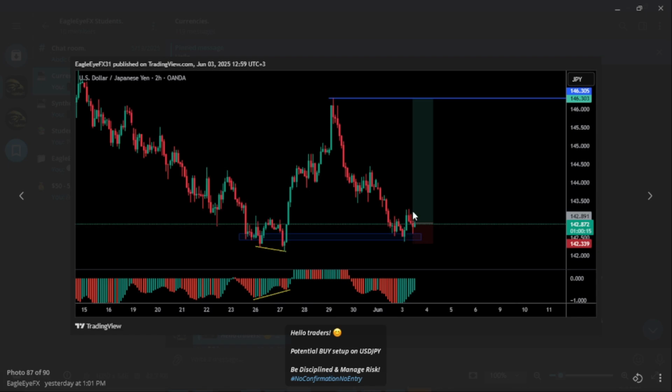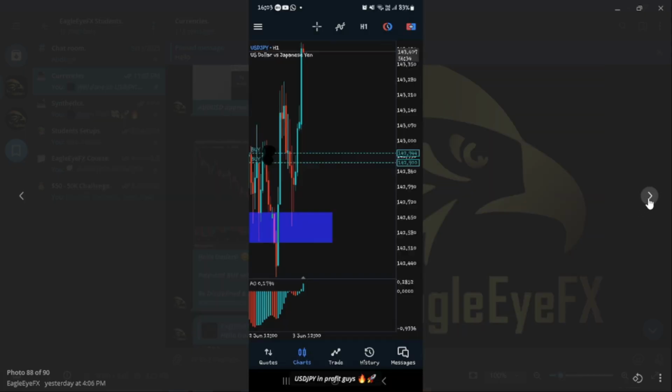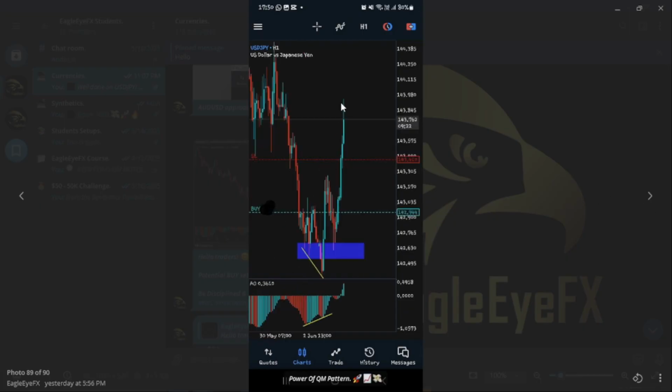Once it came here, we were looking for our entry. One of the most beautiful things about this trade is that once it came to this level over here, it actually gave us another QM pattern, and I'm going to show you that shortly. Now you can see how I entered my trades over there. I was in with my buys over there. You can see how it was playing out.